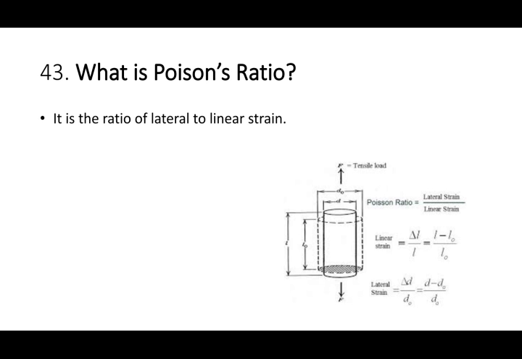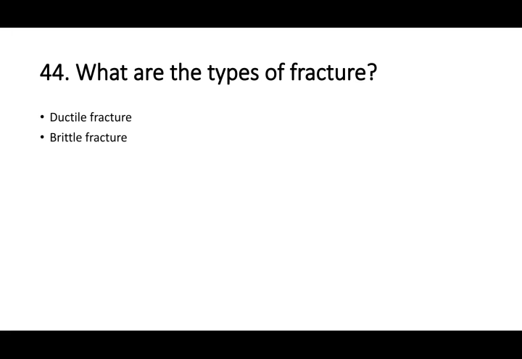Next question, what is Poisson's ratio? It is the ratio of lateral to linear strain. Linear strain is the change in length to the original length, whereas lateral strain is the change in diameter to the original diameter. The ratio of lateral strain to linear strain is nothing but Poisson's ratio, and its value is generally 0.3. Next question, what are the types of fracture? There are two types of fracture, ductile fracture and brittle fracture.